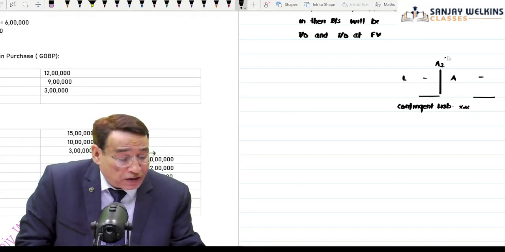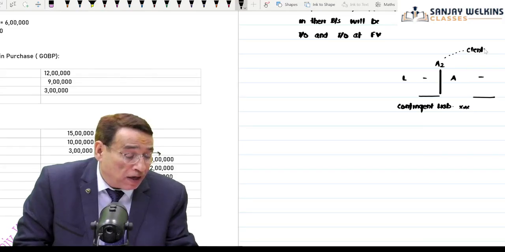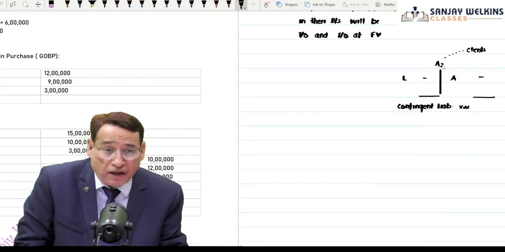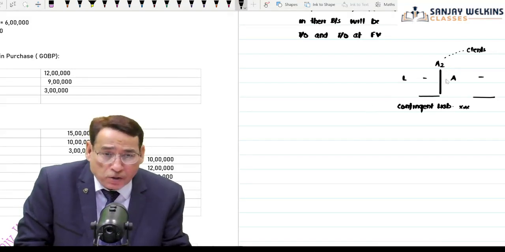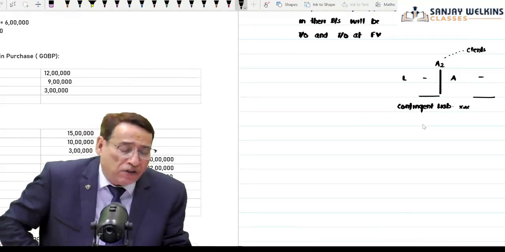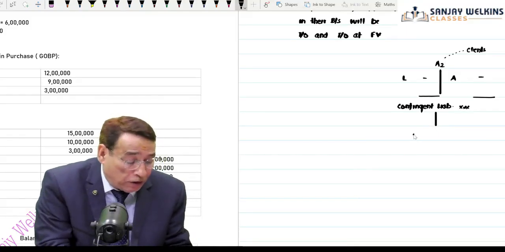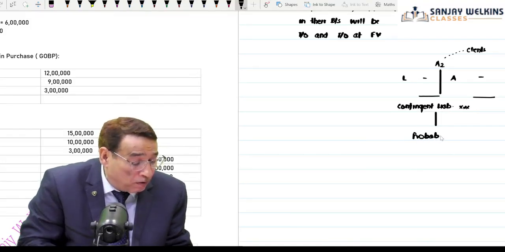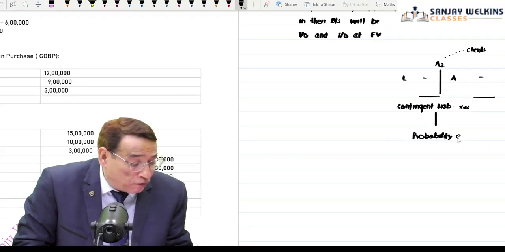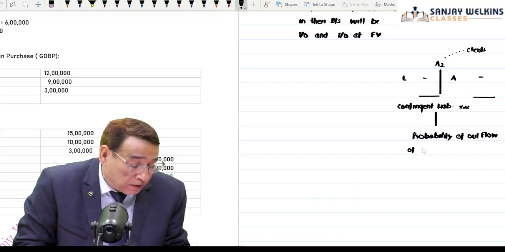We presume that some of the clients of A2 Limited have put up a case against A2 Limited. So a case is going on. But A2 has recognized this disputed case as a contingent liability. A contingent liability means A2 Limited is of the opinion that the probability of outflow of funds is not there.